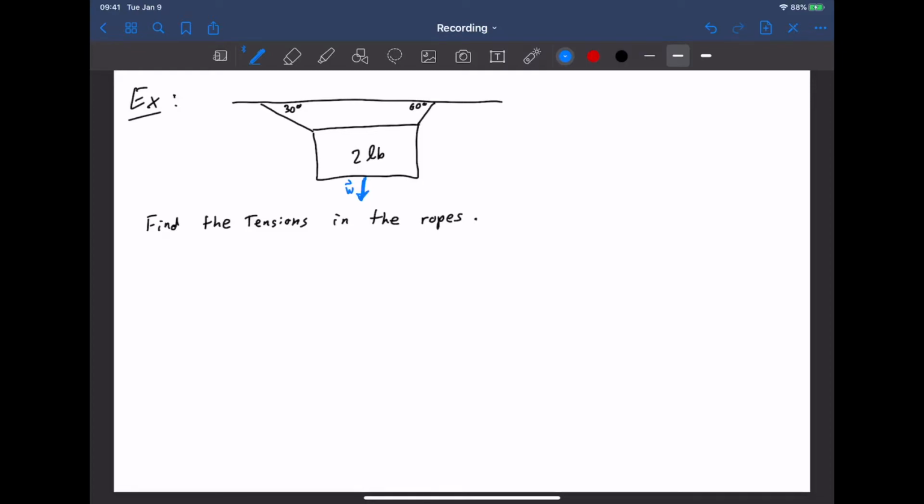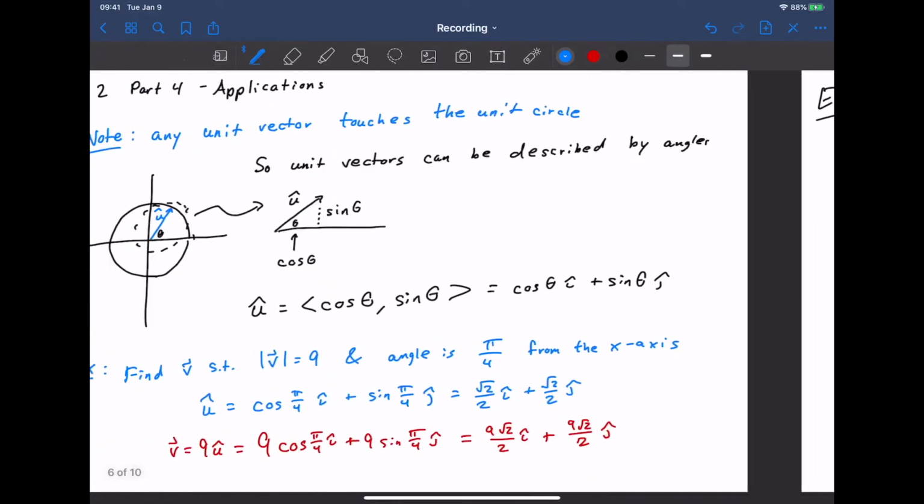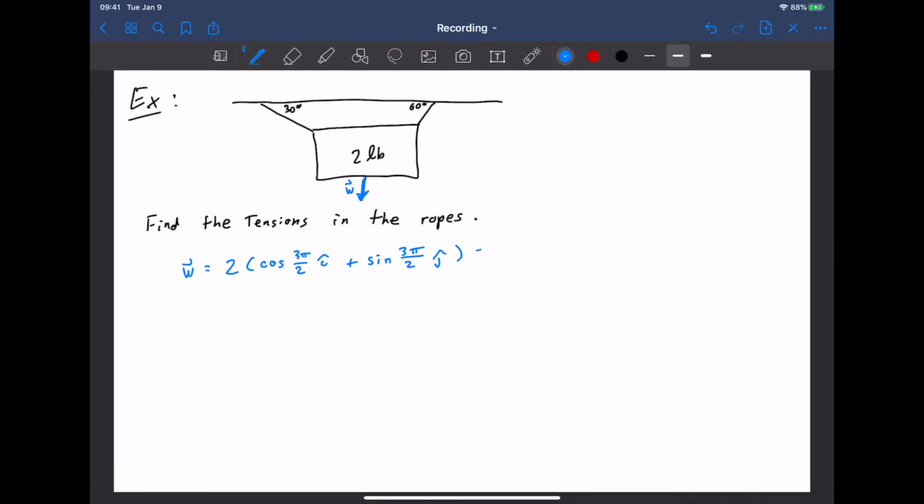So for instance, the weight vector, okay, this is W for weight, will be 2. And then what direction is it in? It's 2 in the down direction. So you could just use cosine 3 pi over 2 i hat plus sine 3 pi over 2 j hat. Sorry. So what's that simplify to? 2 times 0, 0 i hat is 0, minus j hat, or negative 2j.